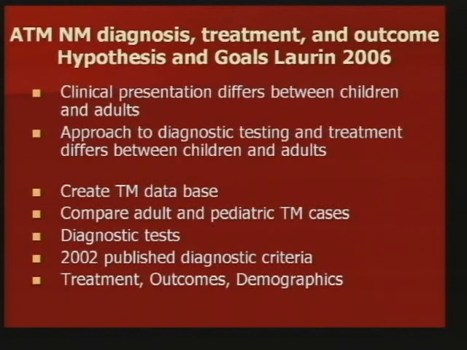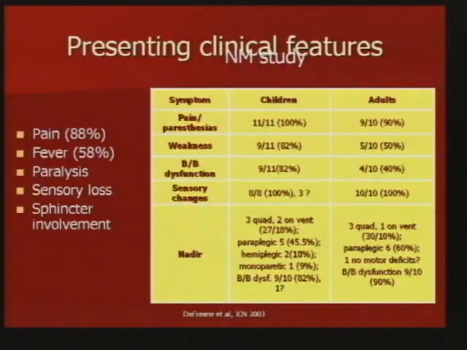So what I'm going to do now is just show you from the most recent study of transverse myelitis in children that had sufficient numbers, and they weren't very many, what they found and then what we found in comparison. So we found that in this Dufresne study, which I think is out of Belgium, published in 2003, they found that 88% of children presented with pain.